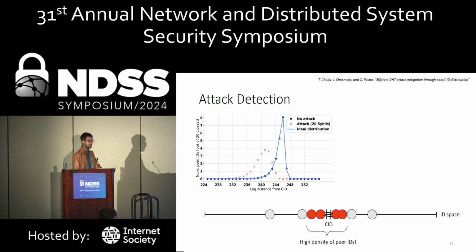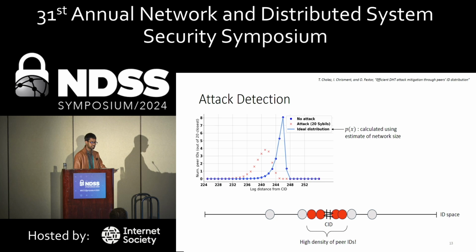So to visualize this better, let me show you the distribution of the distances of the 20 closest peers from the content ID. This is essentially a histogram of the distances plotted in a log scale. The blue line that you can see is the ideal distribution. If all nodes in the network were honest and their peer IDs were randomly distributed, what would these distances look like? What's their distribution?